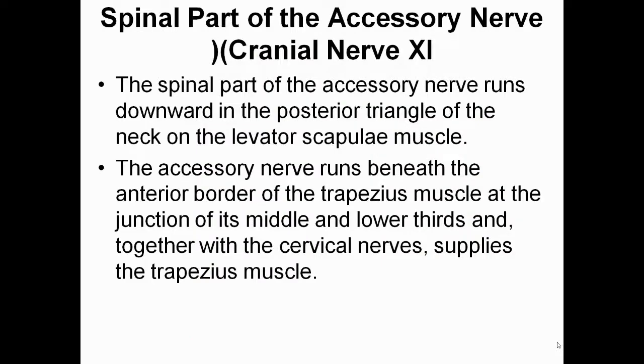Now we will see the spinal part of the accessory nerve, which is the eleventh cranial nerve. The spinal part of the accessory nerve runs downward in the posterior triangle of the neck on the levator scapulae muscle. The accessory nerve runs beneath the anterior border of the trapezius muscle at the junction of its middle and lower thirds, and together with the cervical nerves supplies the trapezius muscle.